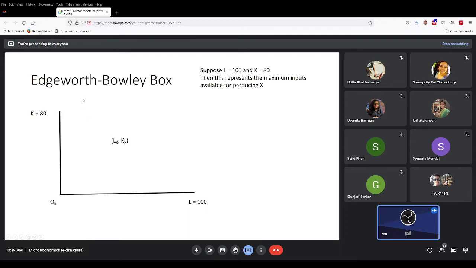Obviously, we cannot move beyond this area. So a point like this, for instance, why is this not feasible? We require more than 80 units of capital, and we have only 80 units. Similarly, a point like this, we have only 100 units of labor, but this implies that we are using more than 100 units. So far it's not a box, it's just two sides of the box.